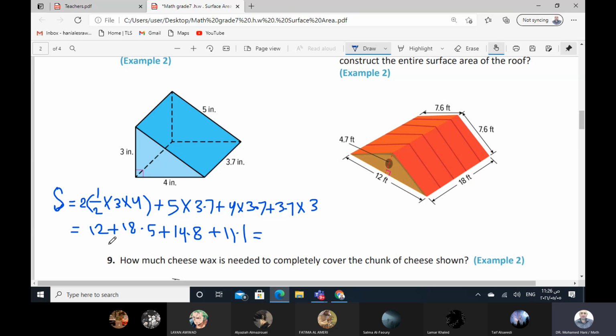Then we can add 12 plus 18.5 plus 14.8 plus 11.1, so the answer will be 56.4 inch squared.